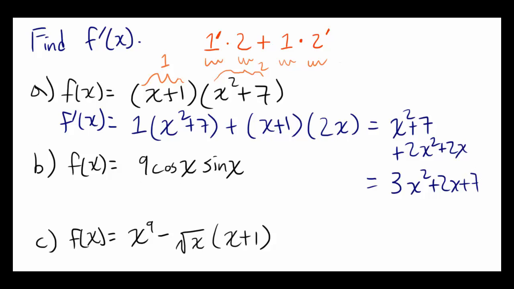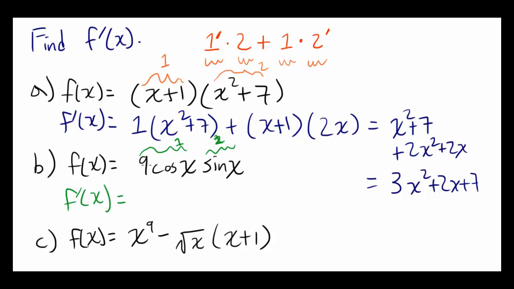Let's look at b. f of x is 9 times cosine of x times sine of x. In this case, we can let 9 times cosine of x be the first function and sine of x be the second. You could put the 9 with sine of x, saying cosine of x is the first one and 9 times sine of x is the second function, but for simplicity, let's say 9 times cosine of x is the first function. And what's going to be f prime of x?